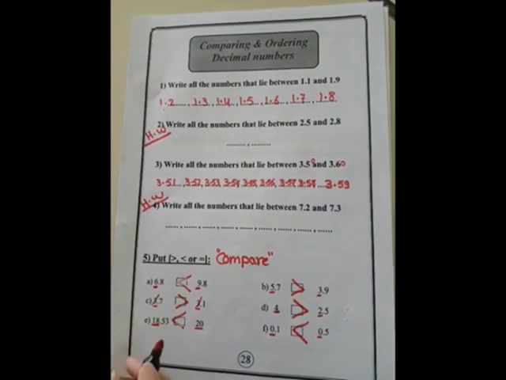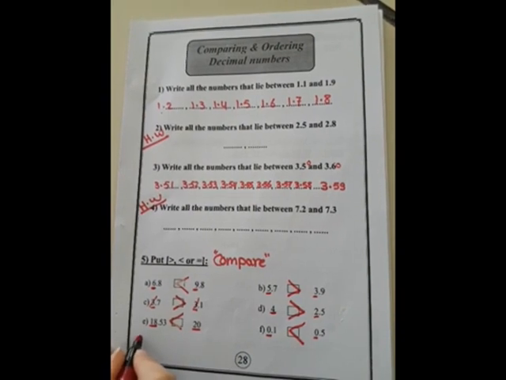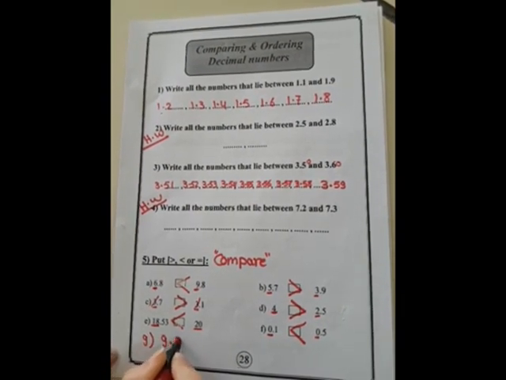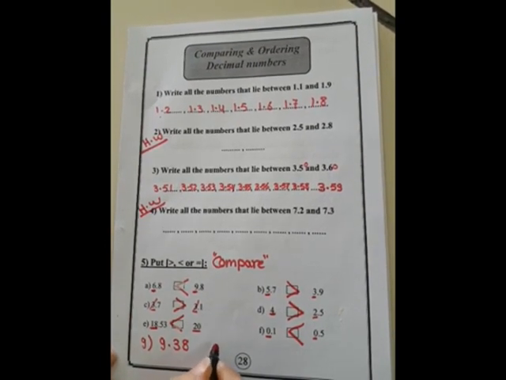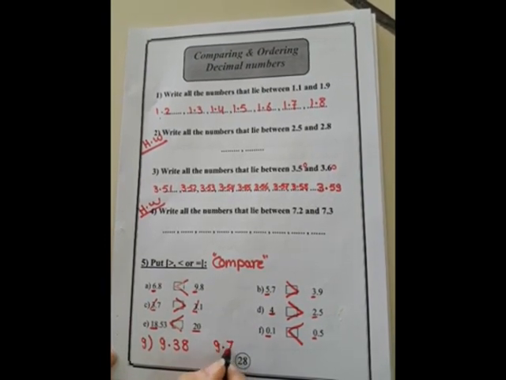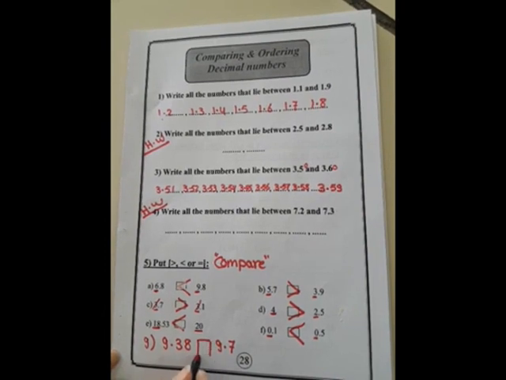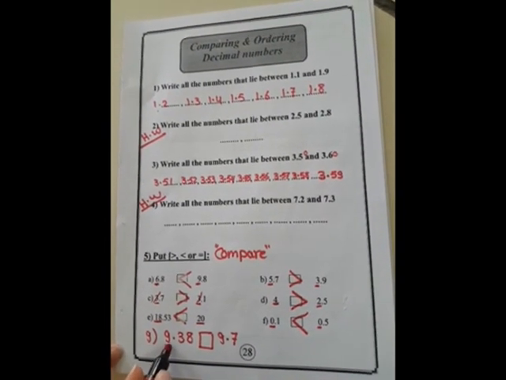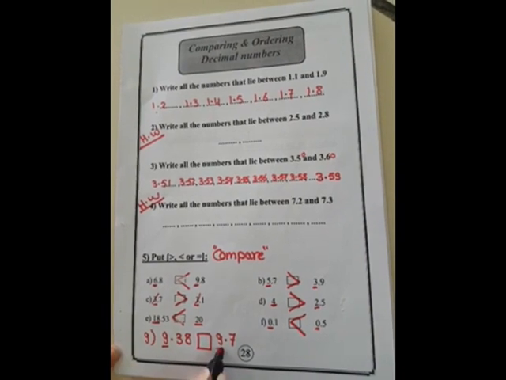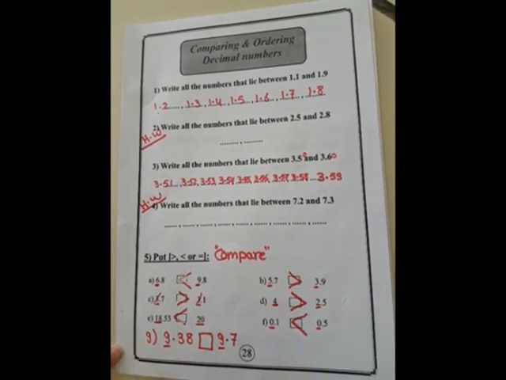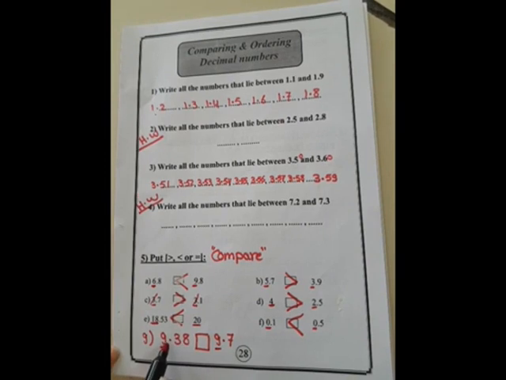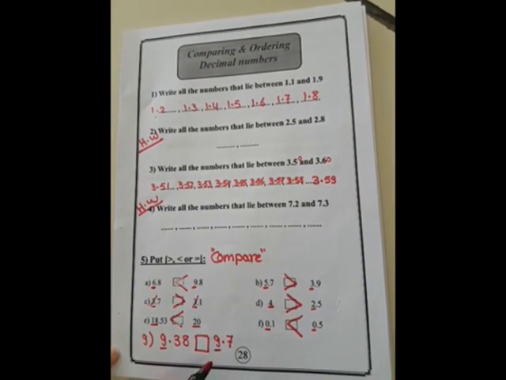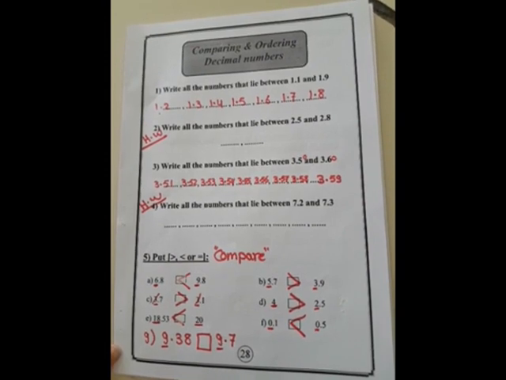Okay, what if we have letter G, 9.38 and 9.7, and we want to compare between them? At first look at the whole number. Here the whole number is 9 and here also the whole number is 9. Look at the decimal number. Here you have after the decimal point 2 digits and here you have only 1 digit. Here you have to make the balance. How to make the balance?